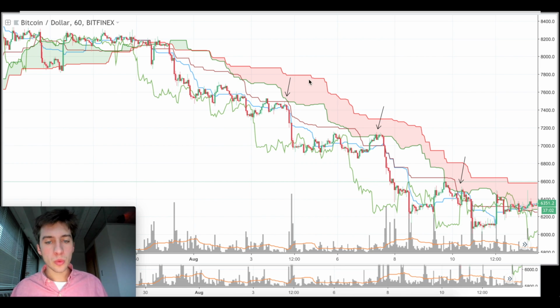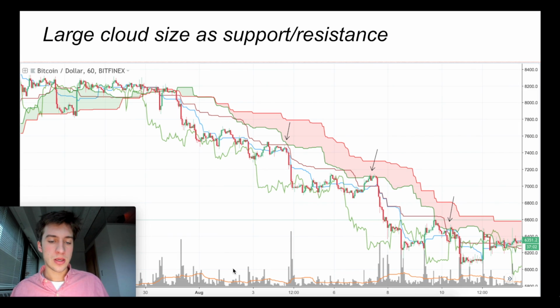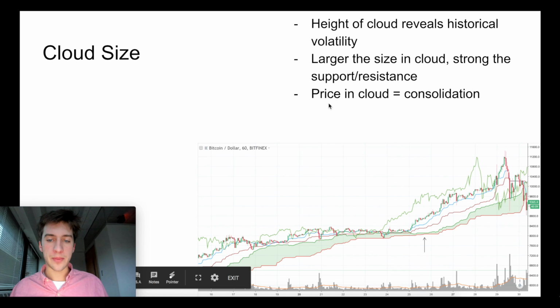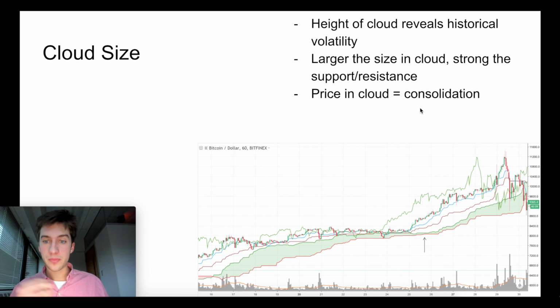But when we get a price period like this, where the cloud's gotten very, very wide like this, then we expect that this is going to begin to hold as very strong resistance or as very strong support. And finally, we also can look at price in cloud. So typically the price is not going to be in the cloud, but when price is trading in a period of a more thin cloud or a cloud that's not as tall, that's typically just going to mean consolidation.